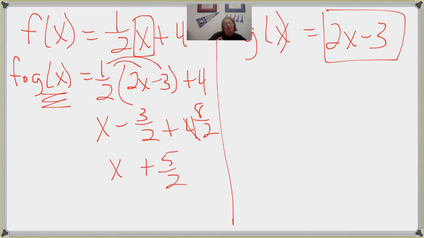Now, we're not working it out to see what, all we're looking for is does everything cancel but the x? Because we're trying to verify if these two functions are inverses. So in this case, f and g are not inverses.